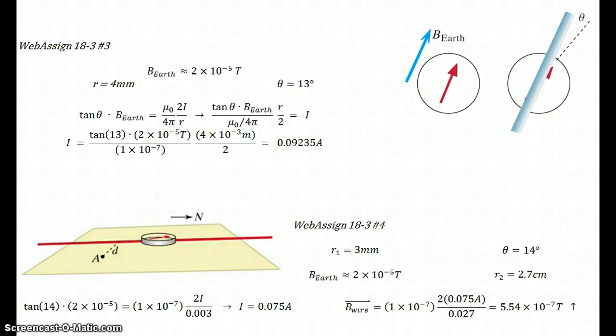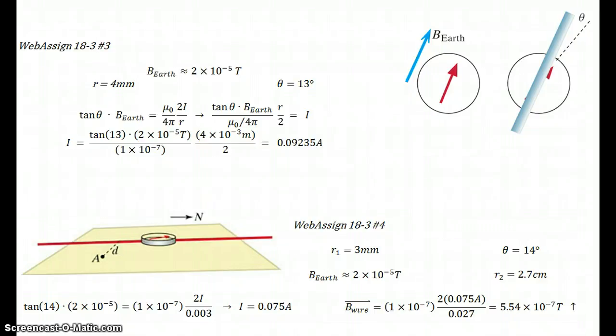The first example is a current-carrying wire on top of a compass aligned with the original direction of the needle. The wire is 4 millimeters above the needle, and the needle deflects 13 degrees. To work this problem, I first determined that the electron current in the wire was flowing north, which means that the conventional current in the wire flows south.